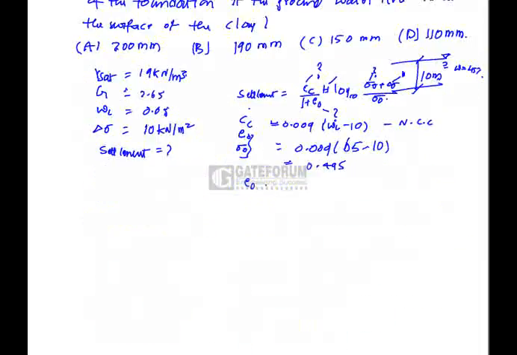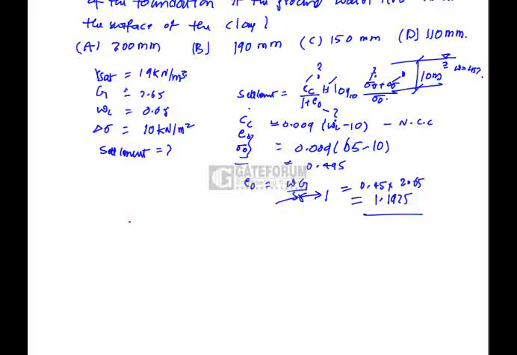e naught we can calculate as the initial void ratio: e is equal to w G by Sr. We know the relationship, but Sr is going to be 1 because it is fully saturated, the water table being at the top of the clay layer. So w, the water content, is 0.45 into the specific gravity 2.65, that is equal to 1.1925. We know the void ratio.